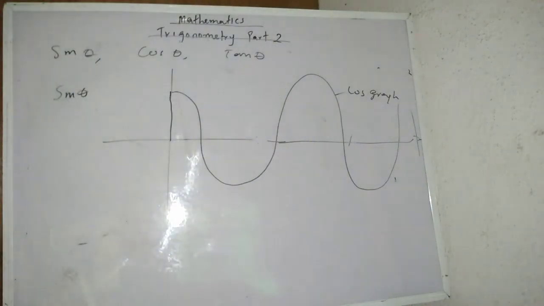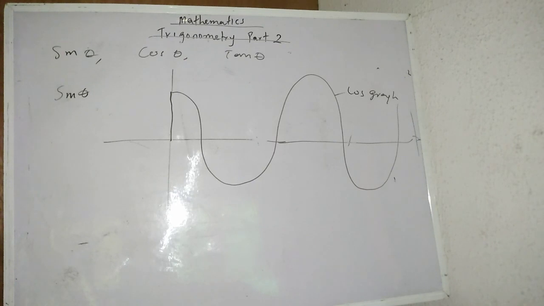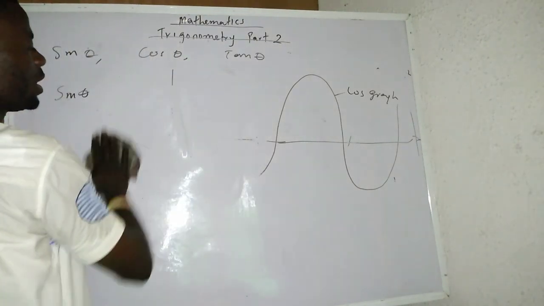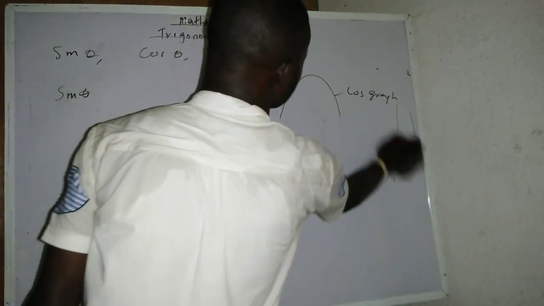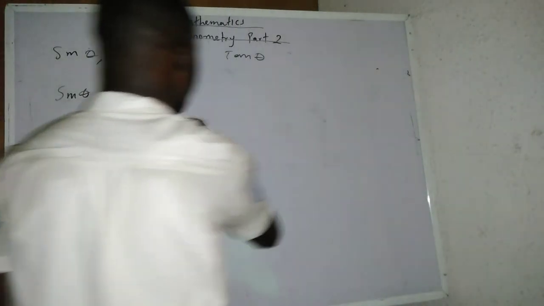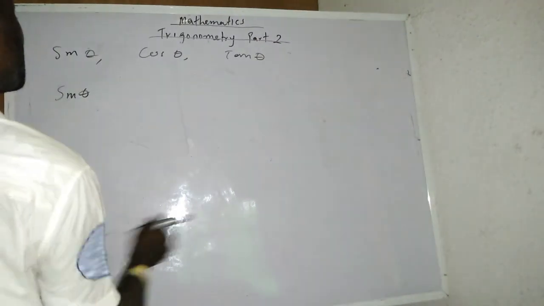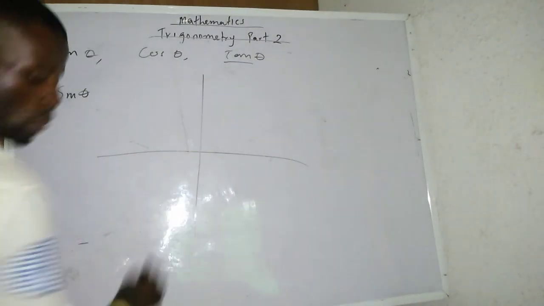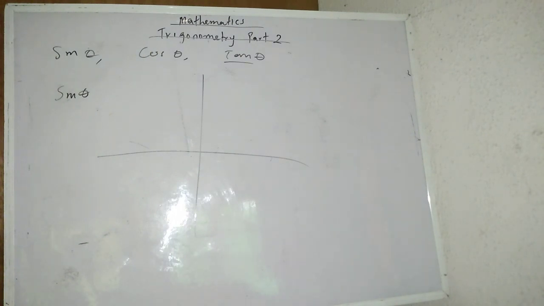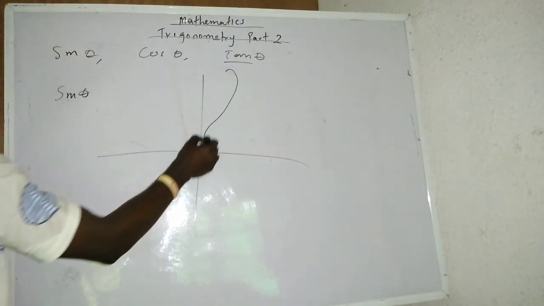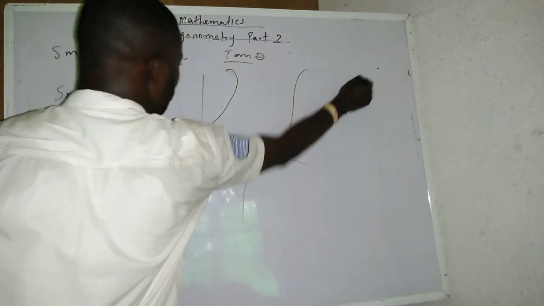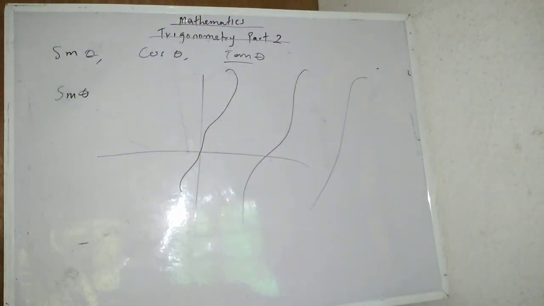But my tan is very funny. It will surely cut off at a point. My tan is always like this. It will cut off at a point. That is how the tan graph is.